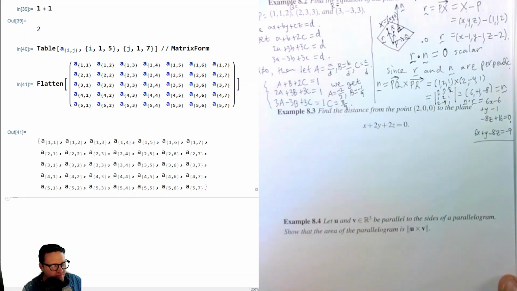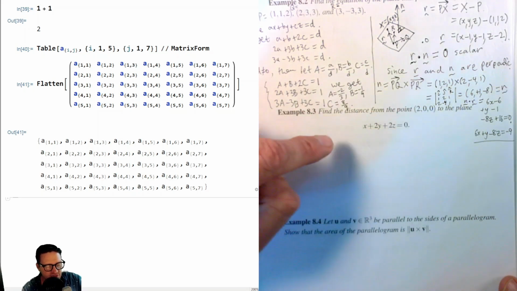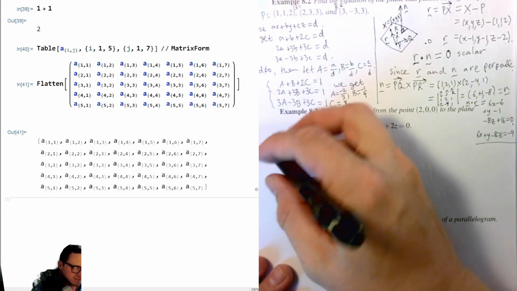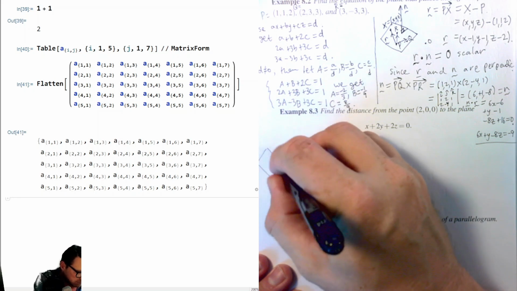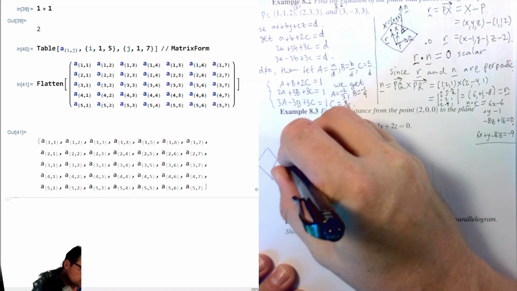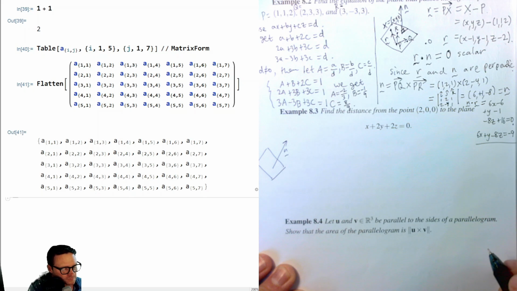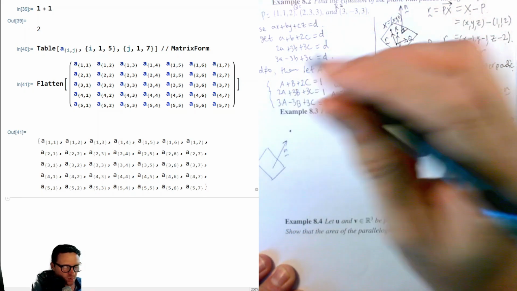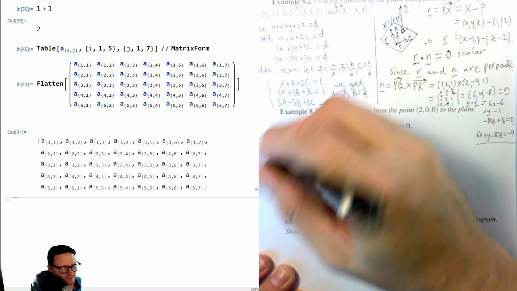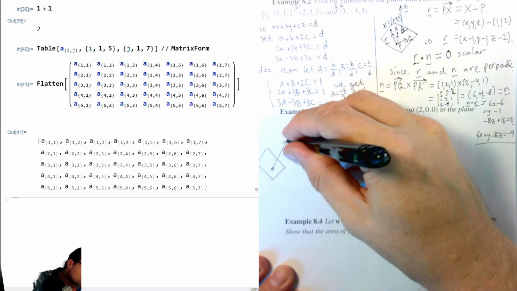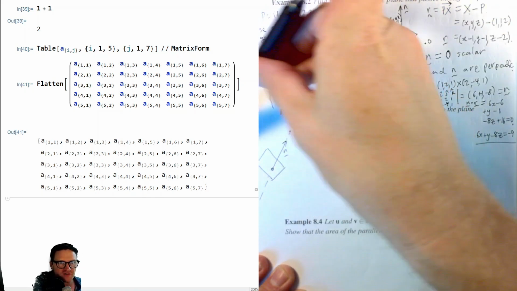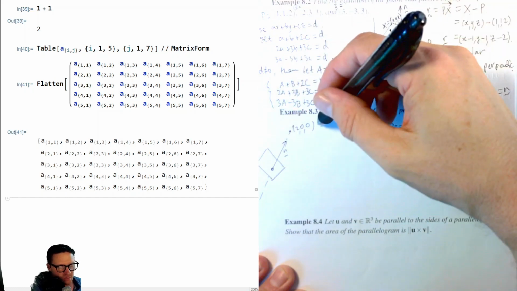Okay, example 8.3. Find the distance from the point (2, 0, 0) to the plane x plus 2y plus 2z equals 0. So let's draw a picture. Here we have a plane, and let's suppose that this is our normal vector. And then we have this point (2, 0, 0), and let's suppose that these connect with a line. In other words, you're moving your normal vector so that it passes through this point right here.